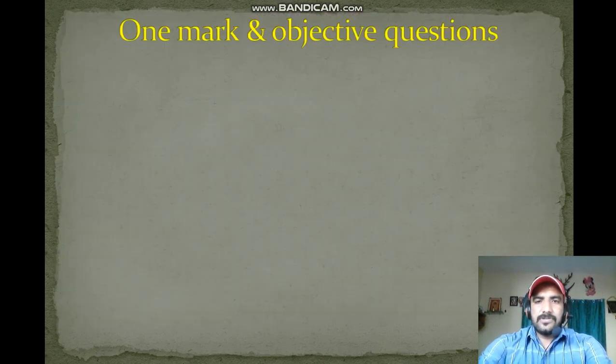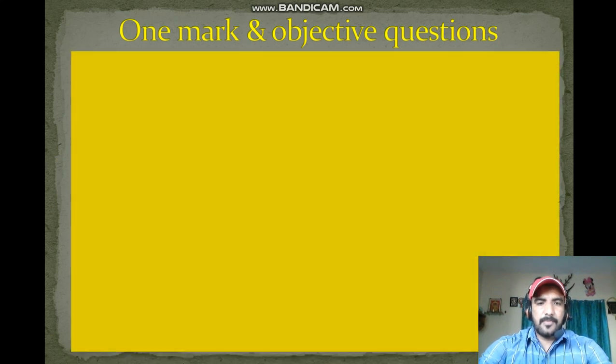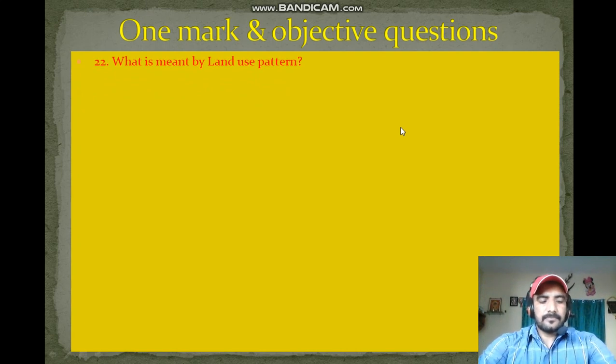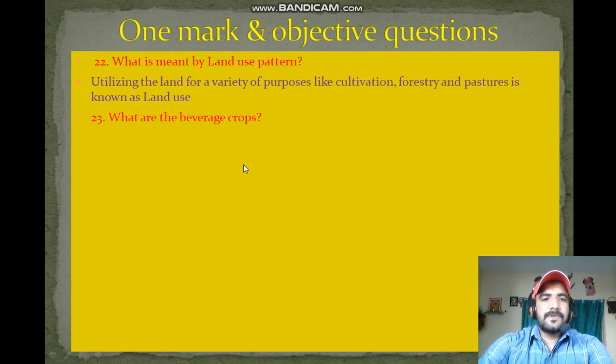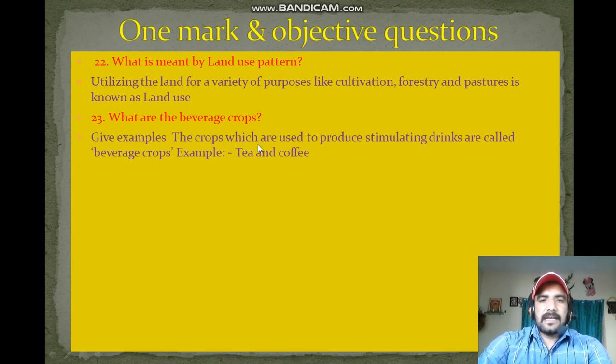Dear students, in this video also come with some more important one mark questions. Let's know about the important questions we discuss here. So the first question is, what is meant by land use pattern? The land use pattern means utilization of the land for a variety of purposes like cultivation, forestry and pastures, known as land utilization. Next one, what are the beverage crops? The crops which are used to produce the stimulating drinks are called beverage crops. So examples are tea and coffee.